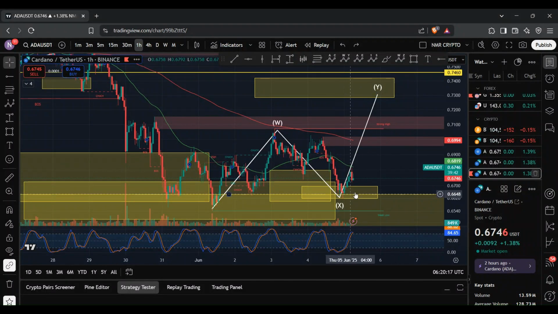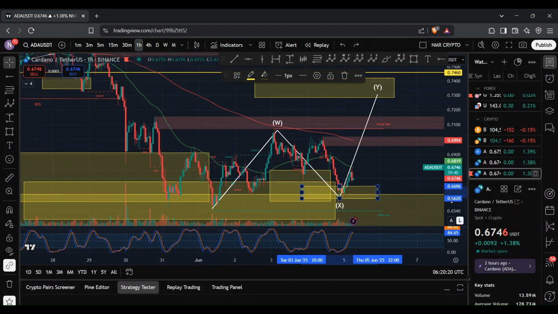So we ended up tapping into our target between 66.2 cents to 66.96 cents. And this is something I talked about in my previous video where I mentioned how ADA was still potentially within the X wave, where I was looking at a WXY structure, and essentially this target was our Y wave target, which is a 1 to 1.226 retracement of our W wave.